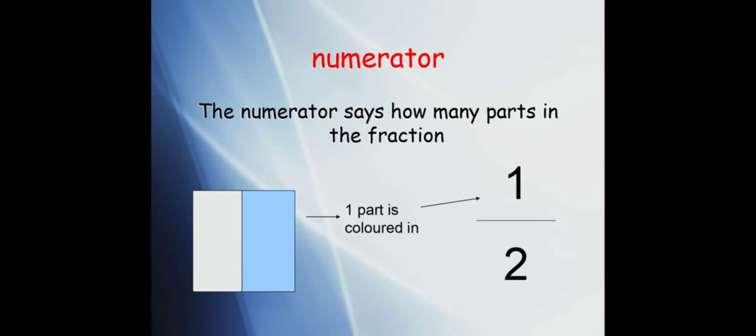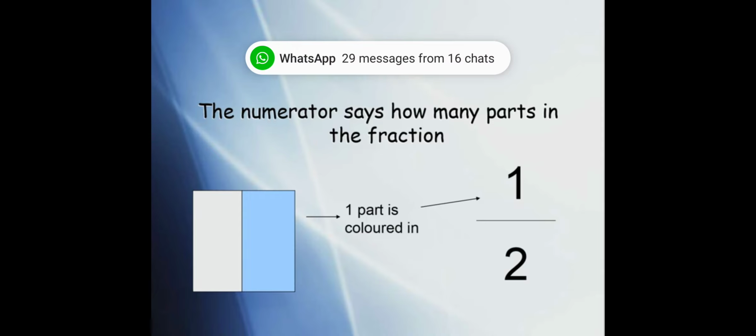Now the next portion is the numerator. The numerator says how many parts are in the fraction. Like if we have two parts and one is shaded, how many parts are shaded? The colored part is 1. So the numerator is 1 out of two parts.